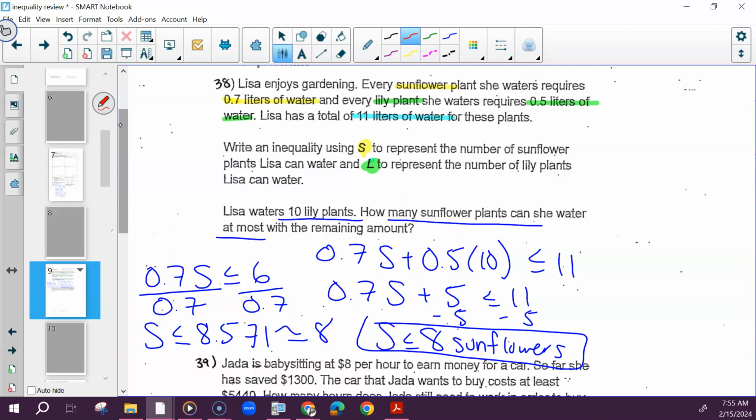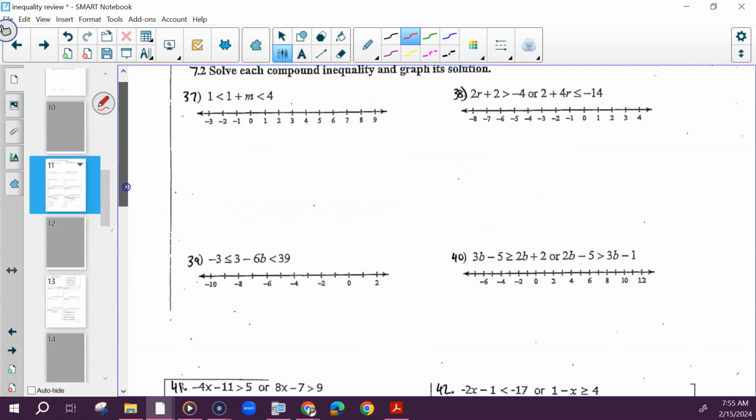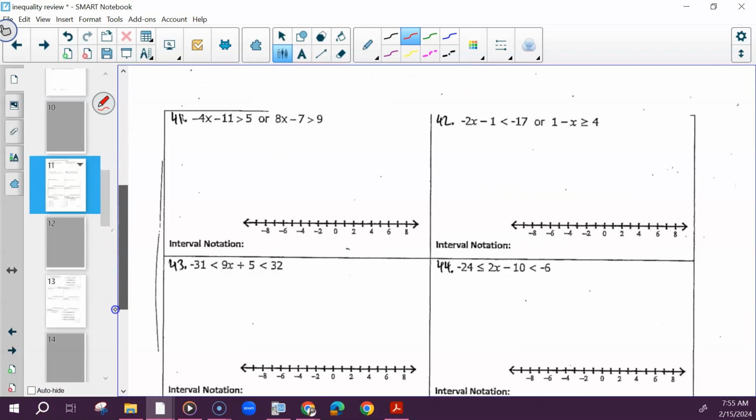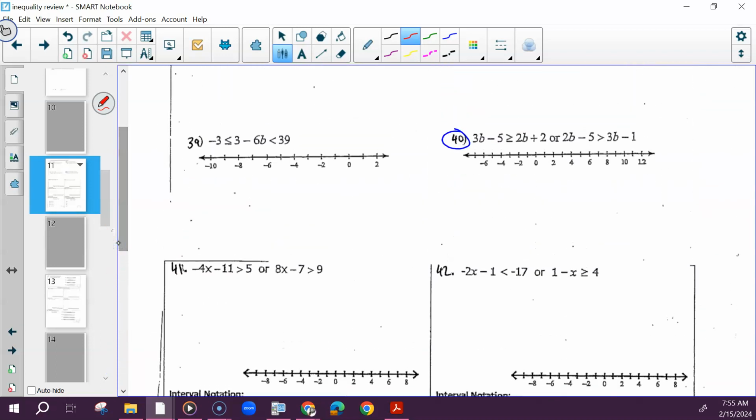Go on to page 6. More compound inequalities. 40. Any others on the page? Okay. So this is an OR inequality. Solve both of them separately. Do it one thing at a time. So I'm going to focus on this one.